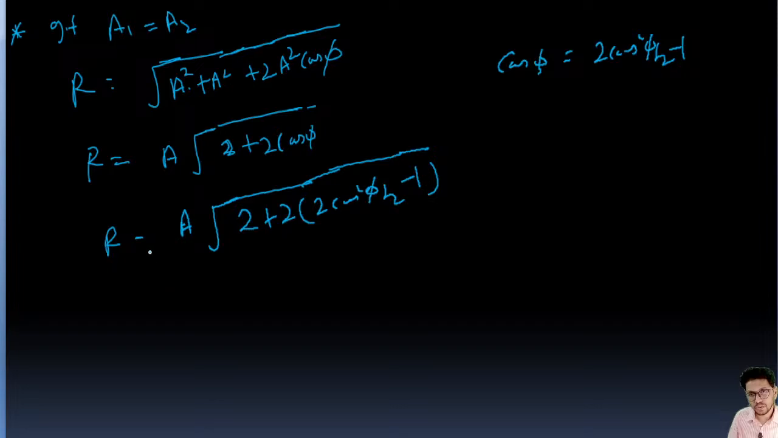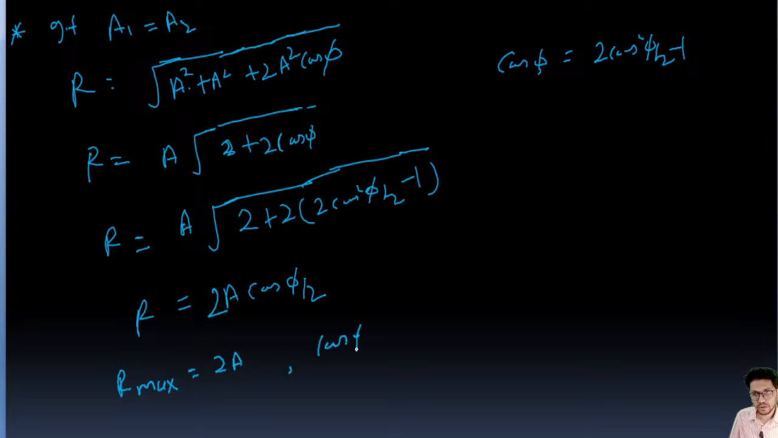Okay, so if we solve it, then r is going to be a cos phi by 2, not cos square, because there is a root, right? So r is a cos phi by 2 if a1 equal to a2. In this case r equal to 2a cos phi by 2 is also here. So r max is going to be 2a, and similarly r minimum is going to be 0.